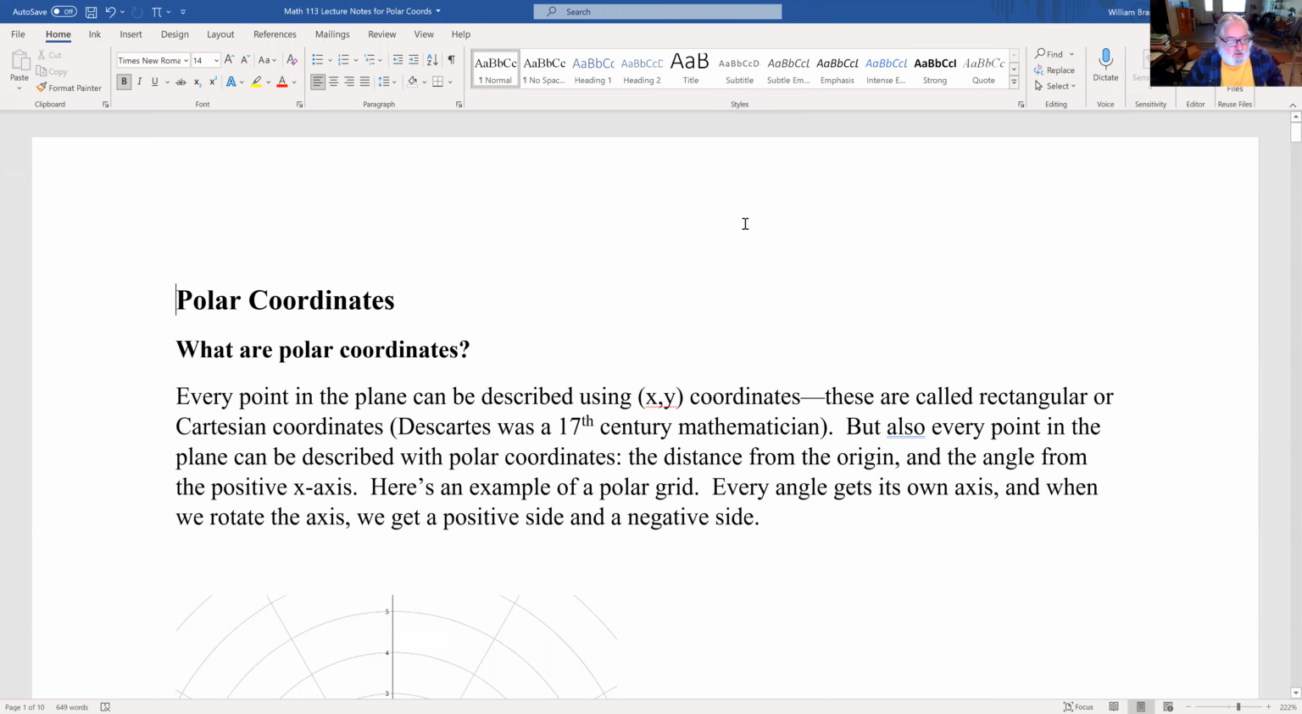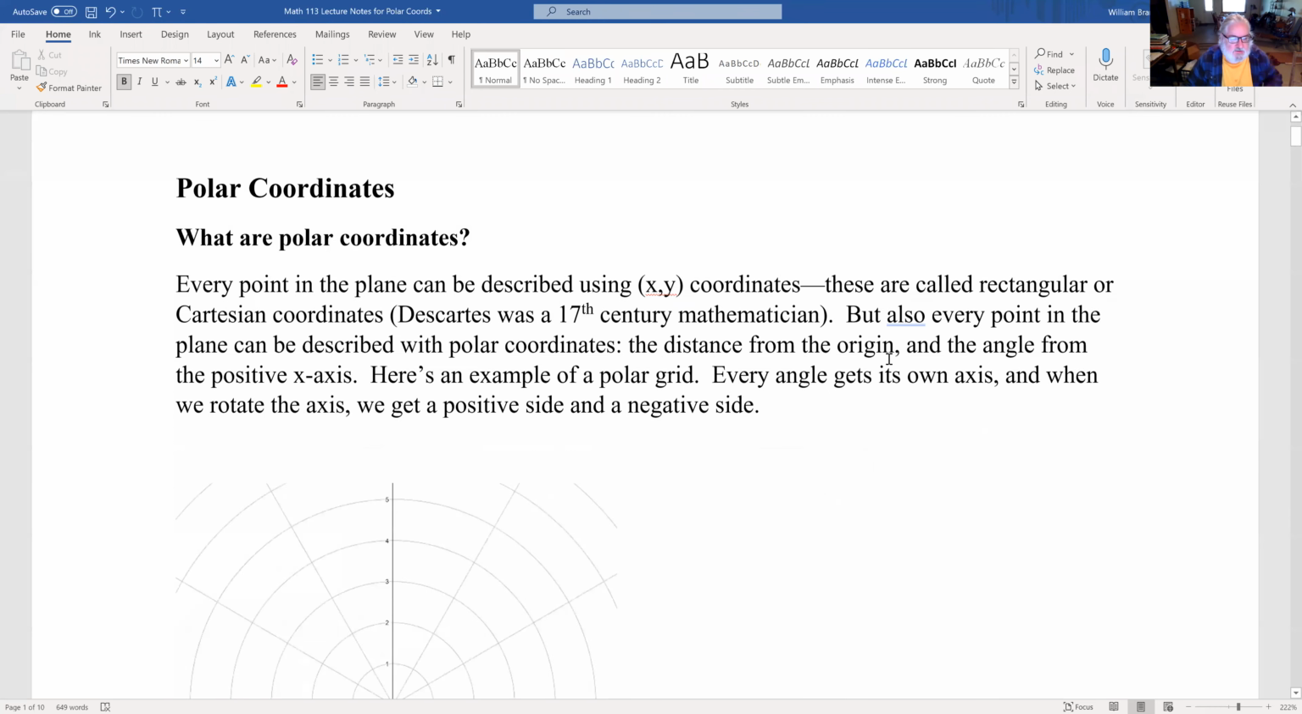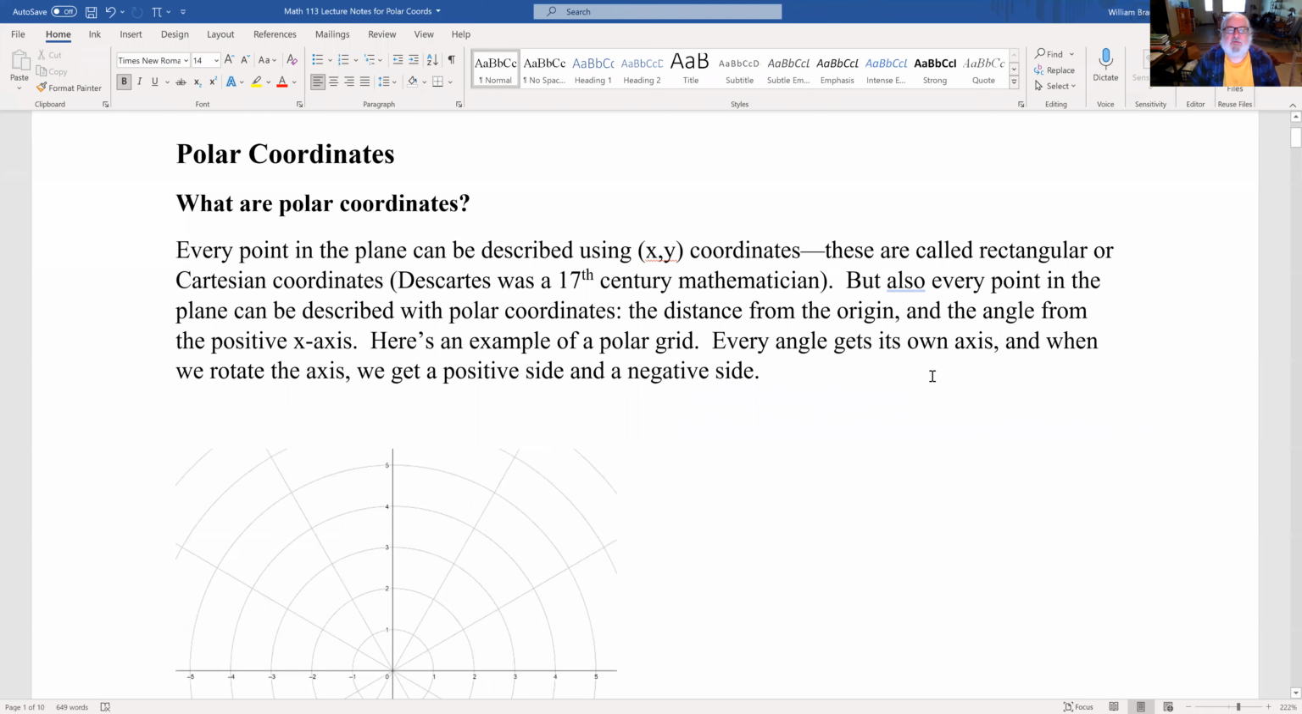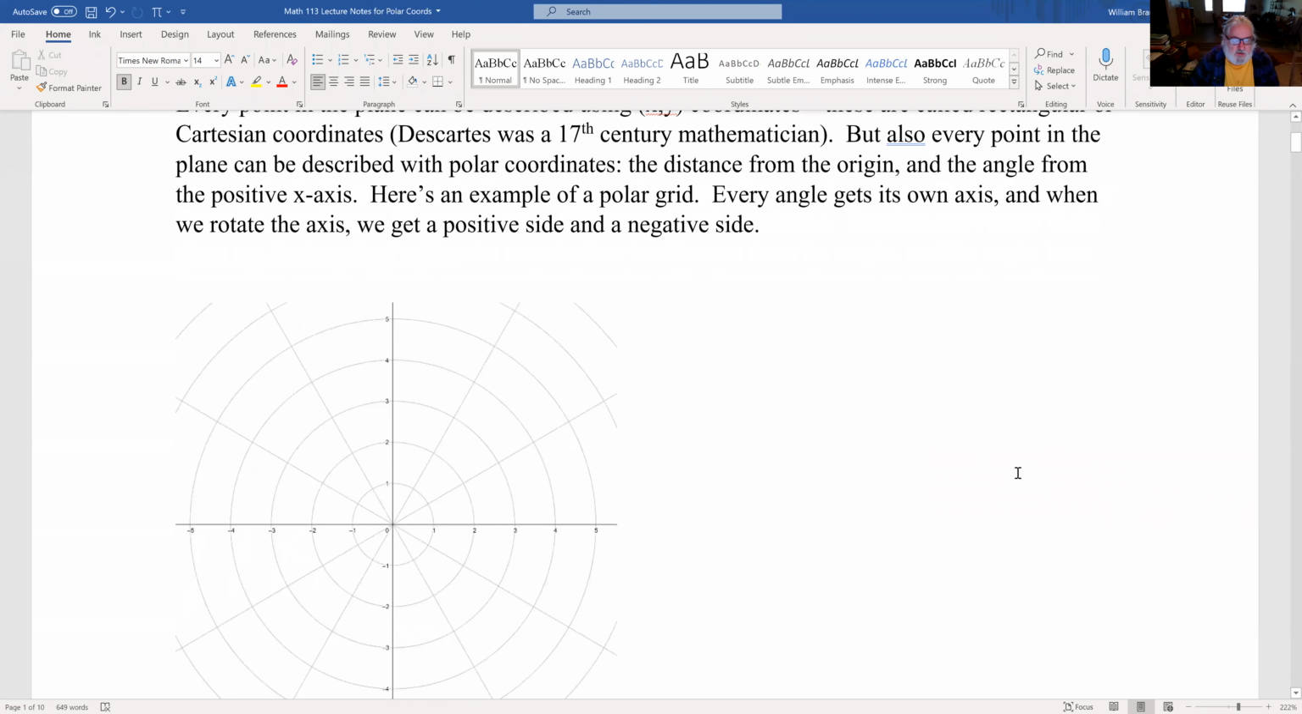Okay, so polar coordinates. What are polar coordinates? Every point in the plane can be described using XY coordinates, and we've been doing a lot of that. These are called rectangular or Cartesian coordinates. Descartes was a 17th century mathematician, but every point in the plane can also be described with polar coordinates, which is the distance from the origin and the angle from the positive x-axis.